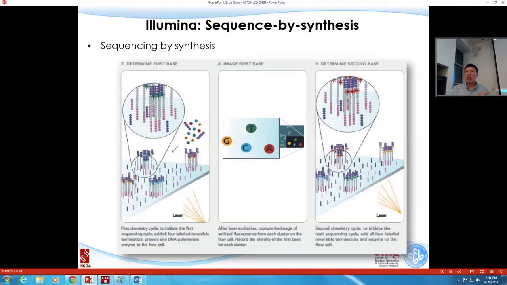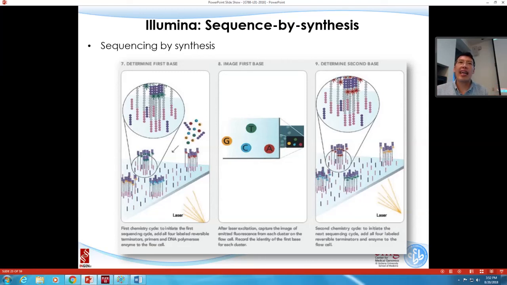At this point, you take a picture of this whole slide. That's why all these sequencers are so expensive, because they have very, very high resolution cameras built in. And then you take a picture and say, oh, here is a green. I know this nucleotide is a T, A, C, or G. So you know all this information. And then after doing that, I'm done with the first base.